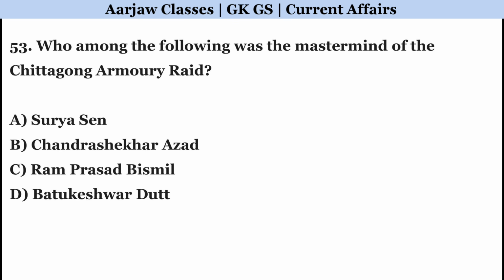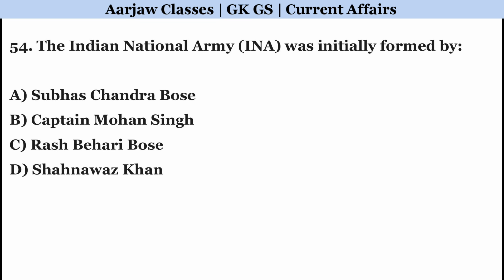Who among the following was the mastermind of the Chittagong Armory raid? Correct option is A. Surya Sen. The Indian National Army was initially formed by. Correct option is B. Captain Mohan Singh.